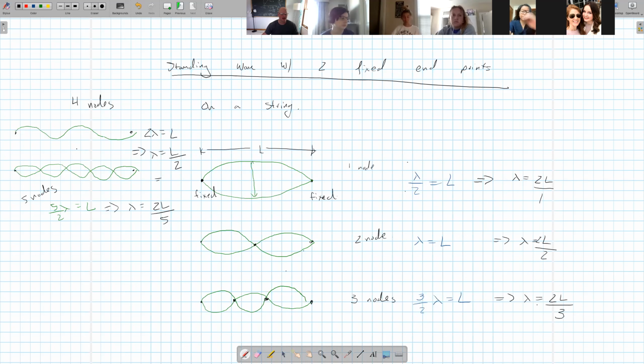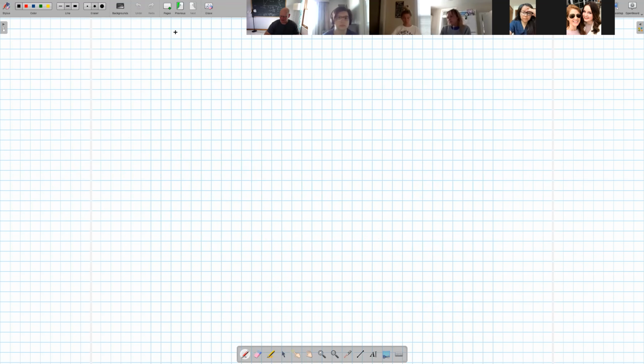This is the same thing as twice the length divided by 4, which is the number of nodes. This is twice the length divided by 5, which is the number of nodes. So for a standing wave with 2 fixed endpoints, the wavelength which I can fit inside of the region is equal to twice the length of the string divided by n, where n is the number of nodes. So n is equal to the number of nodes, which is also what's known as the harmonic.